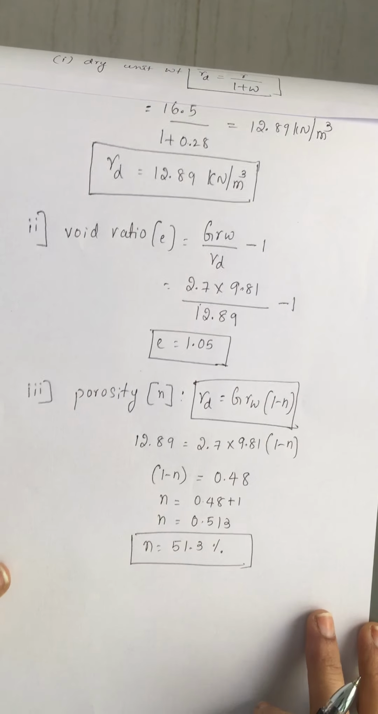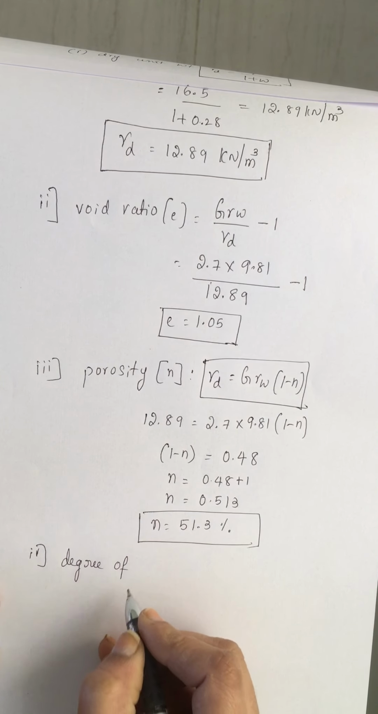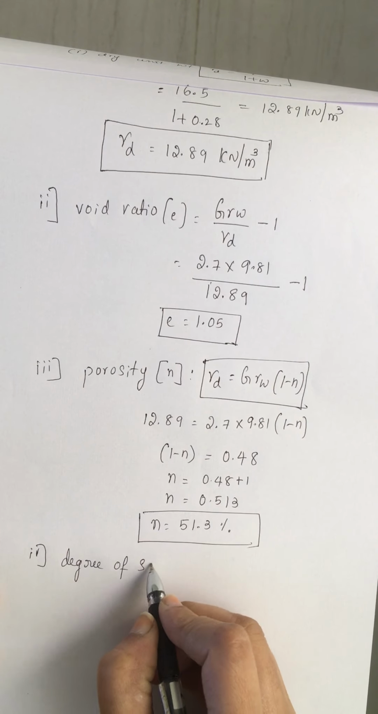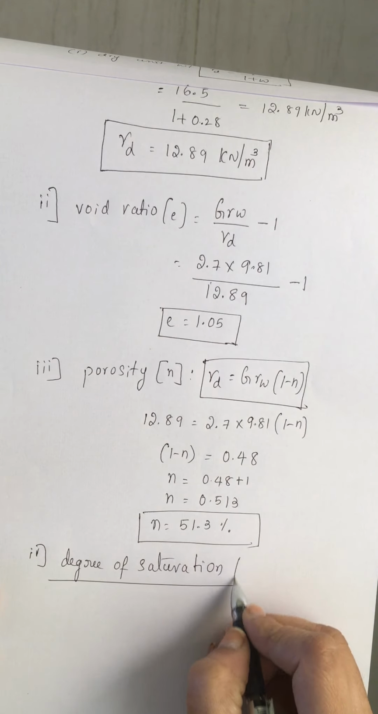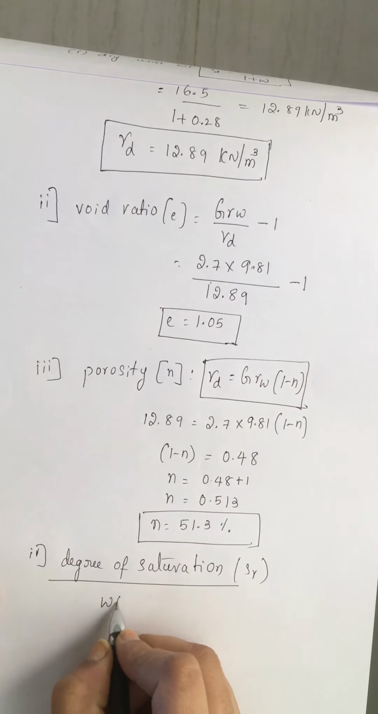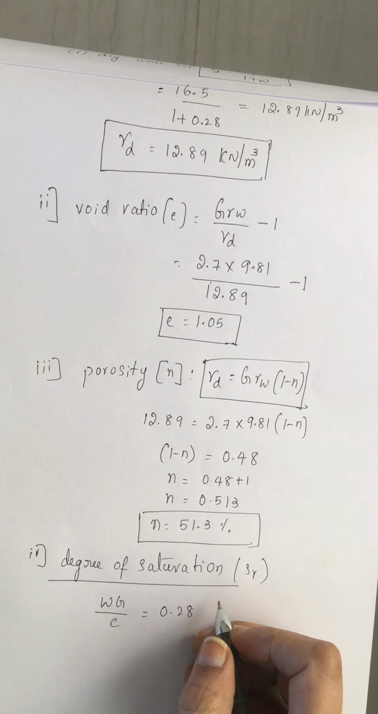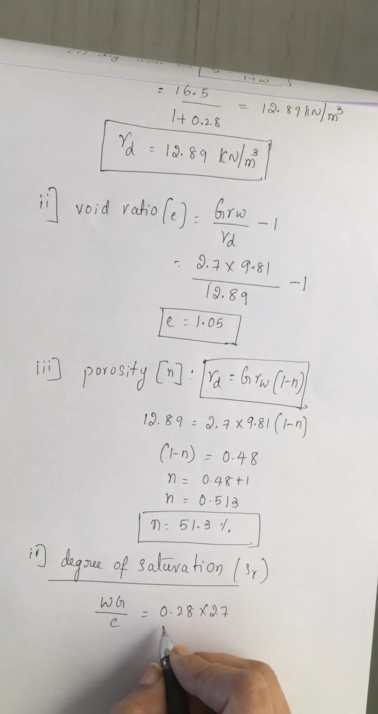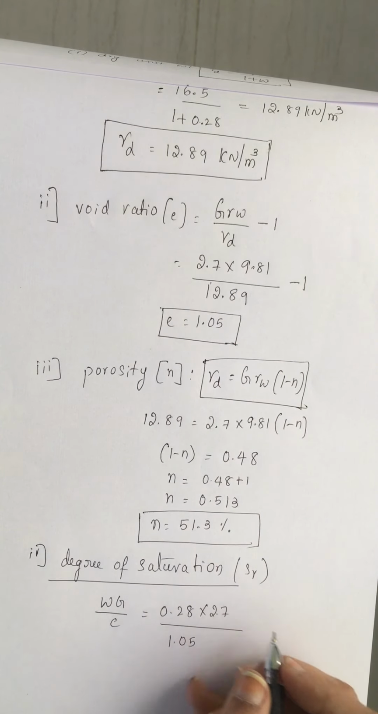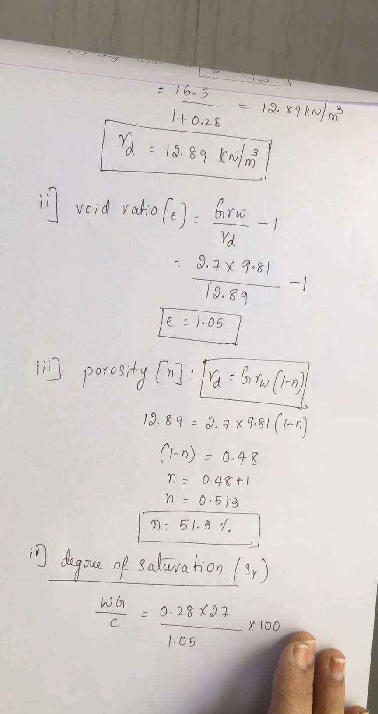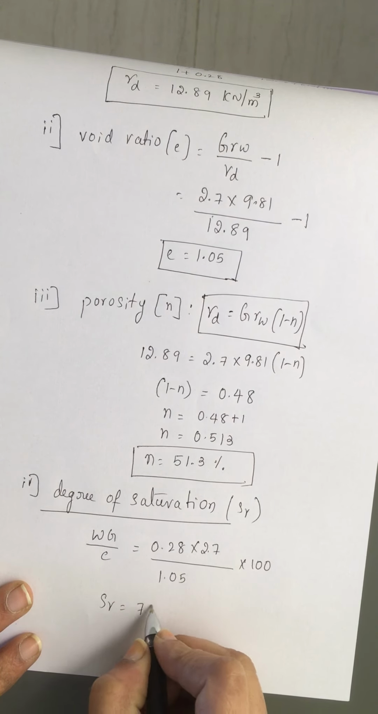So we can also find out the degree of saturation, that is S_r is equal to W G by E. So the water content, you know, 0.28 into 2.7 divided by the E value, 1.05, into 100, because the degree of saturation is always measured in terms of the percentage. So S_r is equal to 72%.